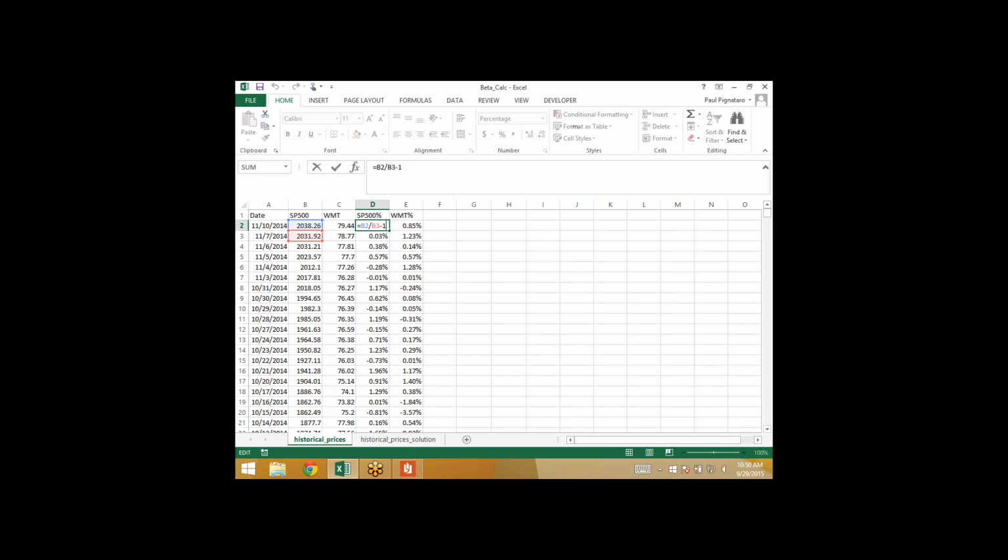So first of all, I did today divided by yesterday minus 1, and I copied to the right. And I highlighted both columns. So Control C, so that those formulas are copied. I want to paste it.